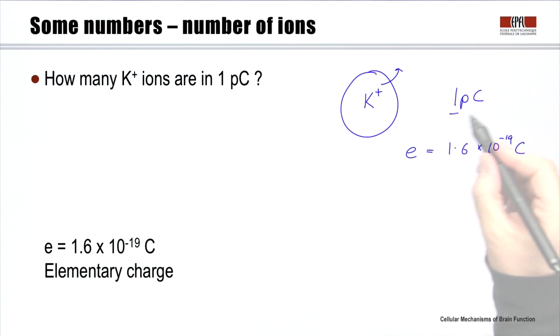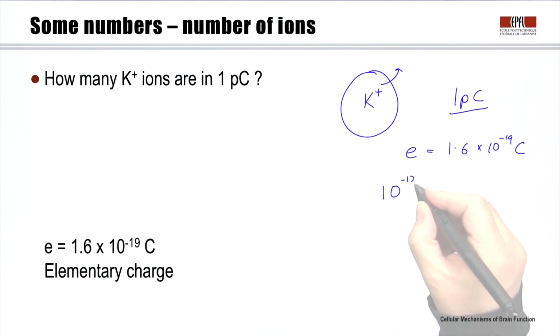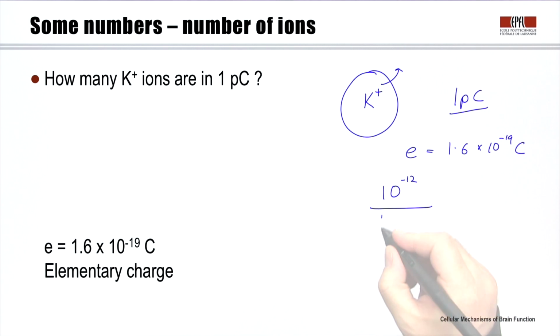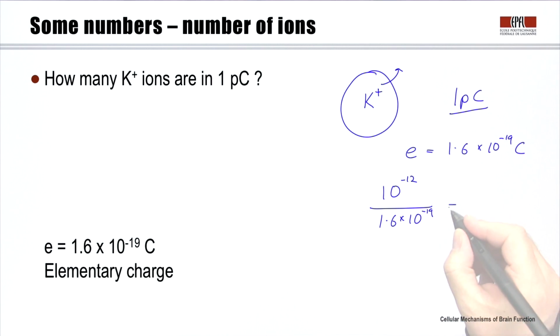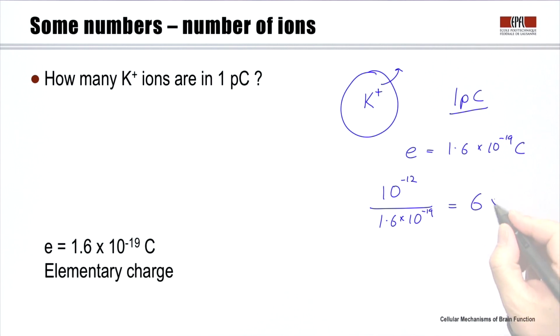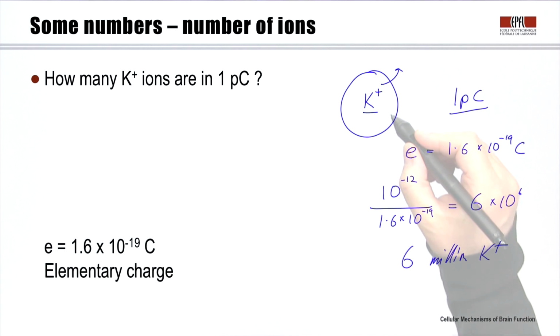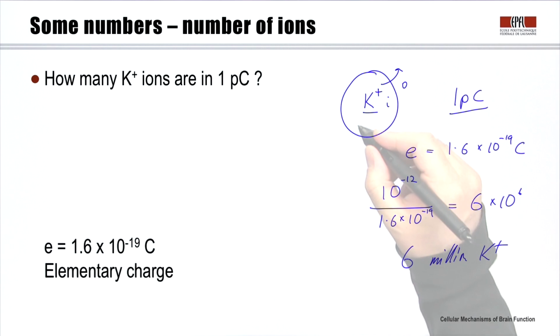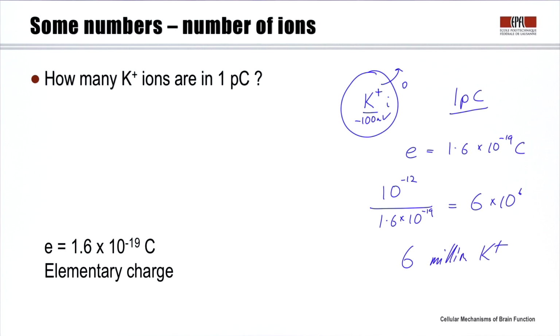And so in order to see how many ions is in 1 picocoulomb, we take 10 to the minus 12 coulomb, and we divide it by 1.6 times 10 to the power of minus 19. And that gives us a number of 6 times 10 to the power of 6. So 6 million potassium ions need to move from the inside of a cell to the outside of a cell in order to generate a minus 100 millivolt membrane potential in a small typical cell.